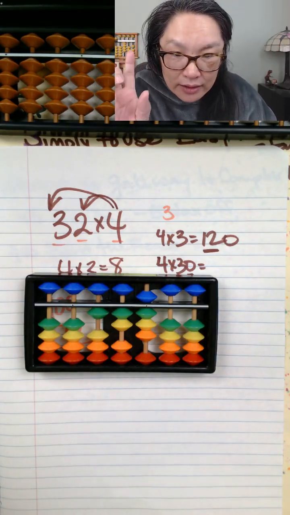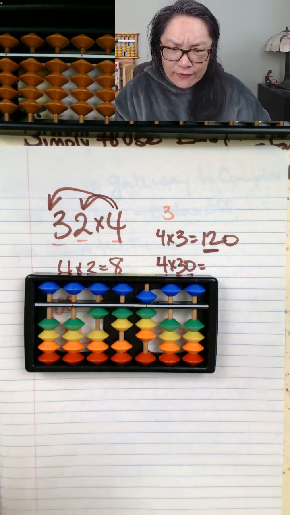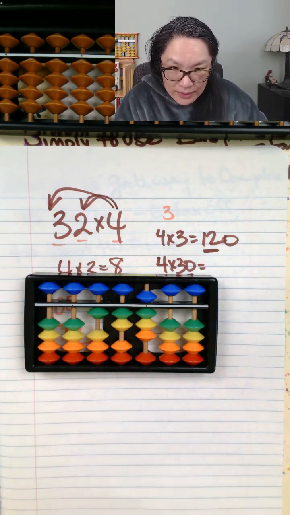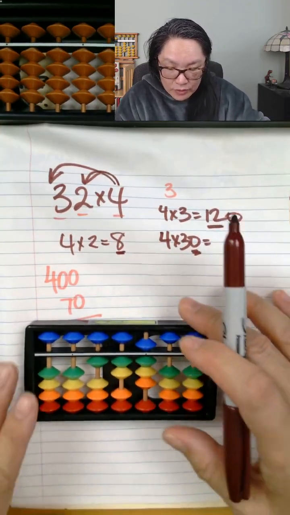So, do 38. I will do 38. Okay, so abacus is like, okay, so let's do 38. So we'll do 4 times 38.